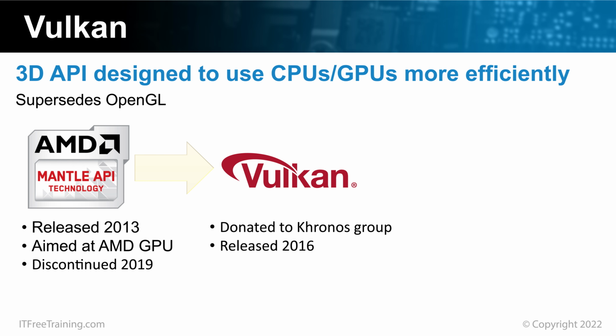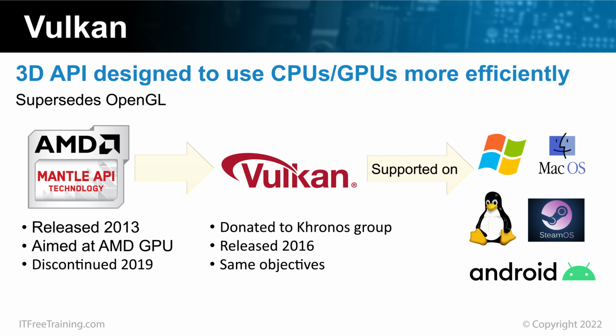Vulkan had the same objectives as Mantle. The big difference is that Vulkan was developed to support all graphics cards, not just those from AMD. Now Vulkan has good support for AMD, NVIDIA, Intel, and others. Given the open nature of Vulkan, it is now supported on all the major operating systems. It is also supported on SteamOS and Android.